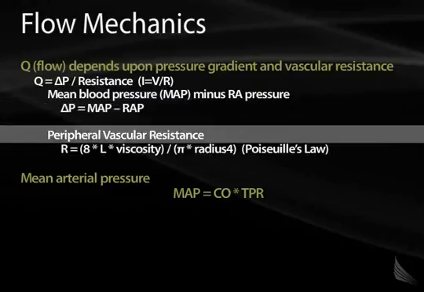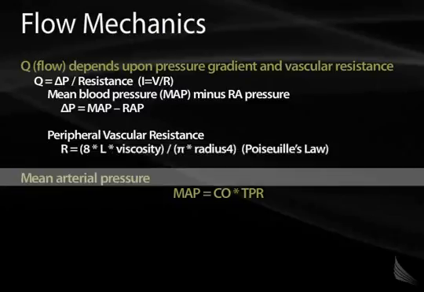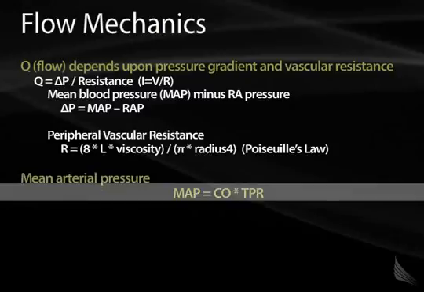Peripheral vascular resistance can be measured by blood velocity and the radius of the compartments, which is also known as Poiseuille's law. But peripheral vascular resistance practically is actually derived from the following equation. Mean arterial pressure is equal to cardiac output times the vascular resistance.